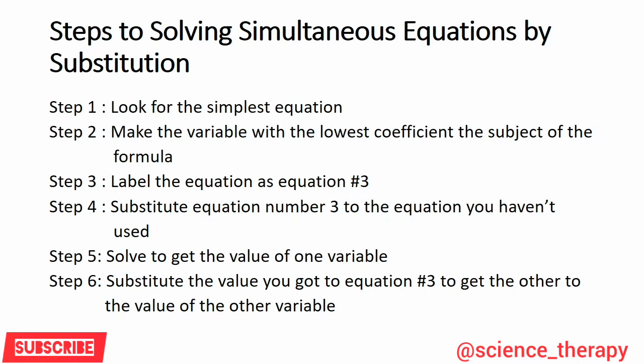Then step number 4, you substitute that equation number 3 to the equation you haven't used. Step number 5, you solve to get the value of one variable. So that could be your x or that could be your y, depending on what variable you have made the subject of the formula. Then step number 6, you substitute the value you got to equation number 3 so that you can get the value of the other variable, right? So now, having seen all the steps, let's now look at the questions and see if we can apply these steps correctly.